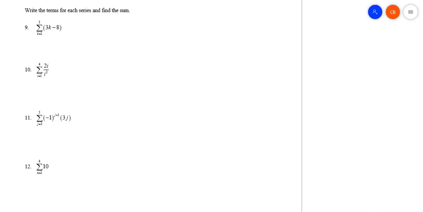Hello everyone, welcome back for part 2 of the 8.1 notes where we're talking about sequences and series still. In this case we're actually seeing our first example of a series. Before we just had sequences, which are just a list of numbers that go in order basically. Here a series is where you take a sequence and you add them up.